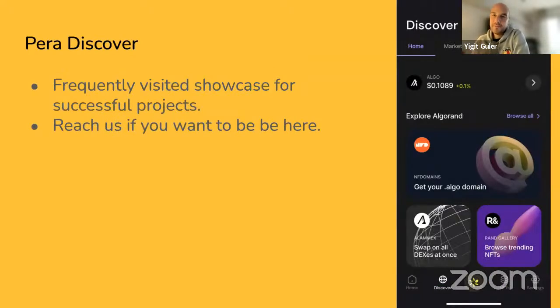Another feature that we have is the Pera Discover section. This is a section that we are working on actively, and we are adding new cool Algorand projects to the wallets of Algorand users. It's a showcase website. It has financial metrics for various ASAs, but it's also a showcase platform for various projects as well. Just reach out to us if you want to be promoted here after your launch.